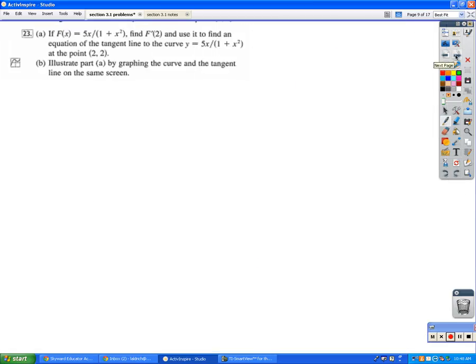All right, 23. If f of x equals 5x over 1 plus x squared, find f prime of 2 and use it to find an equation for the tangent line to the curve at that point. What does the prime thing do? That means take the derivative.